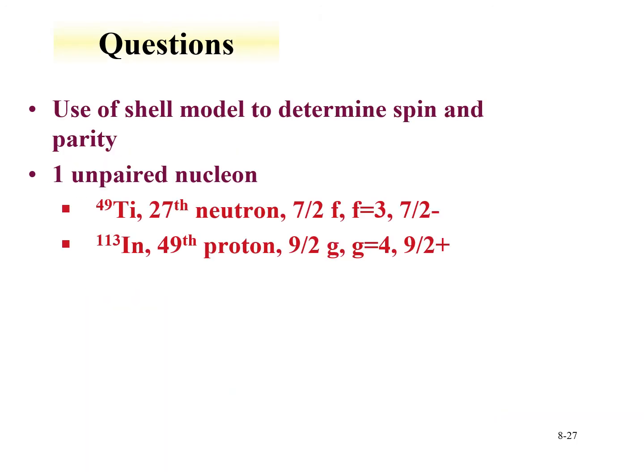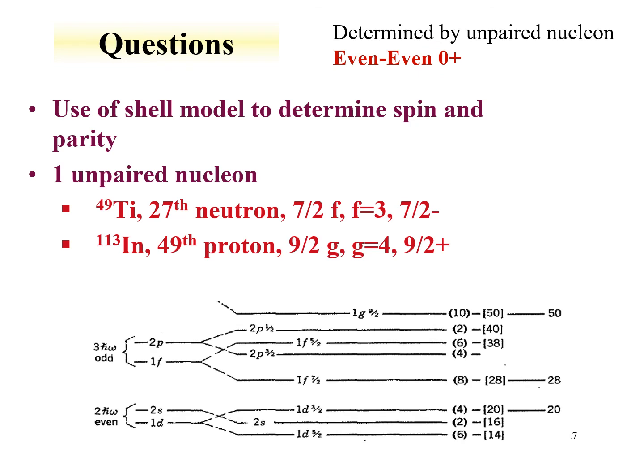Another important concept discussed in this lecture is the use of the shell model to determine spin and parity. We discussed that the spin and parity is determined by unpaired nucleons in the nucleus. For all even nuclei, there are no unpaired nucleons: even number of protons, even number of neutrons. All even nuclei have ground state spin and parity of 0 plus. If we have an example of a nucleus with one unpaired nucleon, we can use the shell model to evaluate what should be the spin and parity.